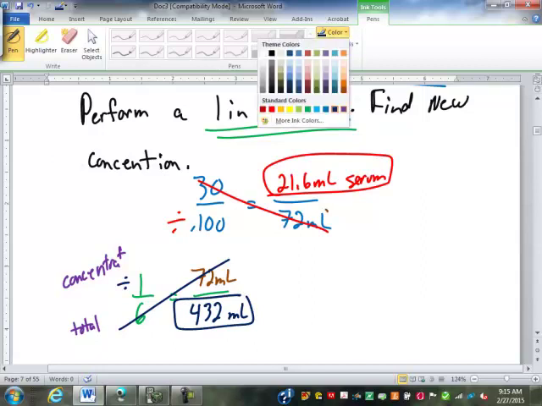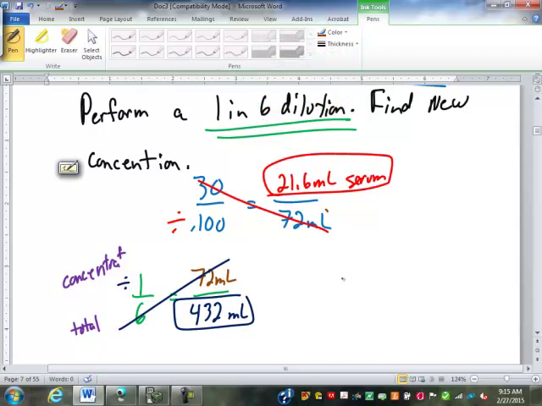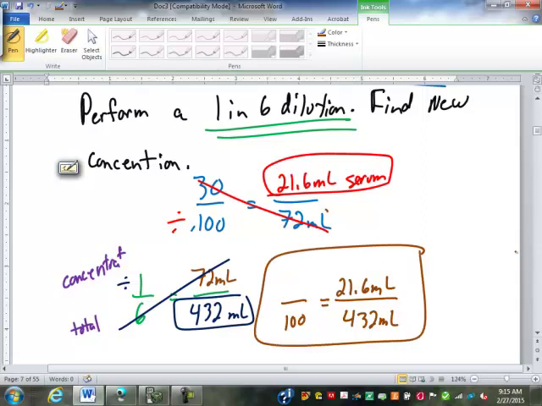What is the new concentration? Well, we had 21.6 milliliters of serum. Now we have 432 milliliters of total solution. What percent is that going to be? We'll cross multiply and divide. 100 times 21.6 divided by 432. Is that 5? I believe. Yep. So that new concentration is now 5%.